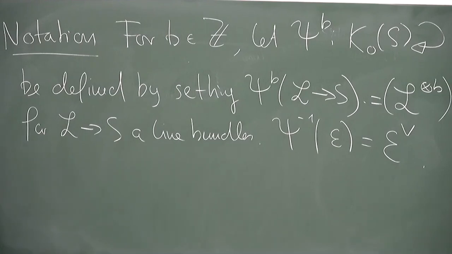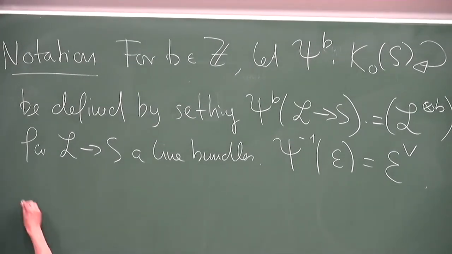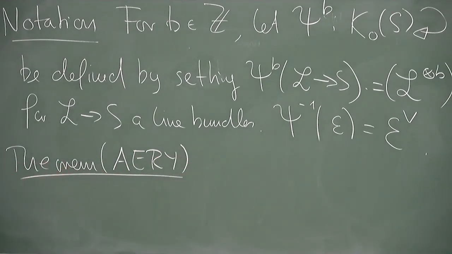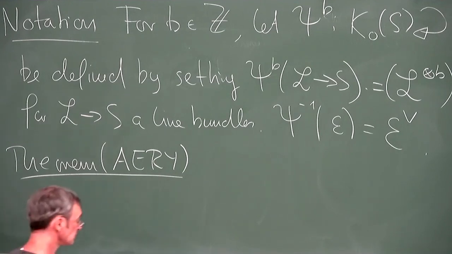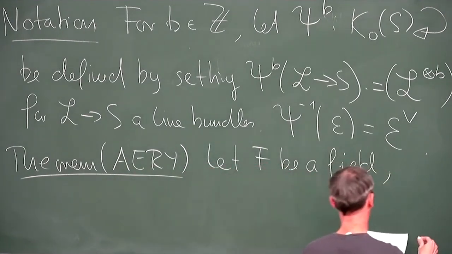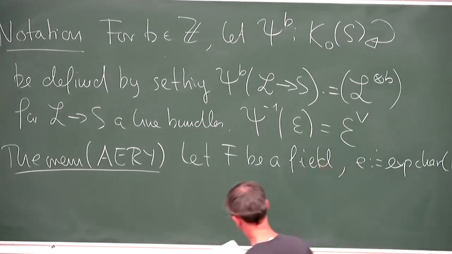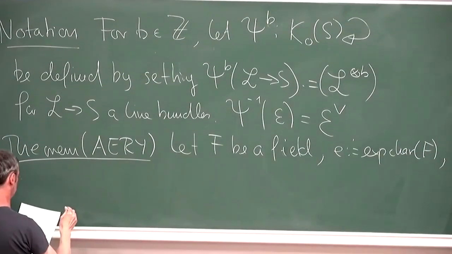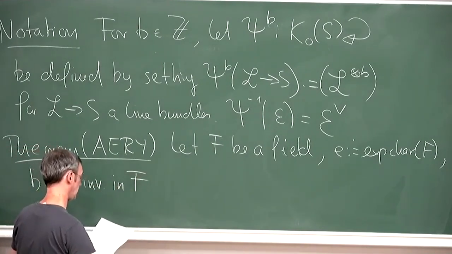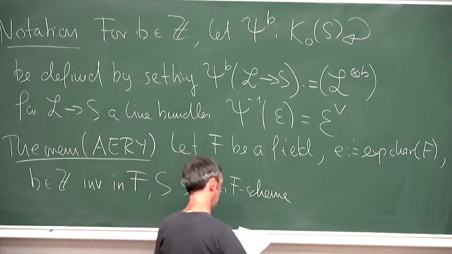And yeah, maybe here's a theorem, which produces elements in the kernel. So we take a field F. And then we take, let's say, e to be the exponential characteristic of F. And then we have an integer b, and this here should be invertible in F. And then we have S, a smooth F-scheme. And then we take some vector bundle.